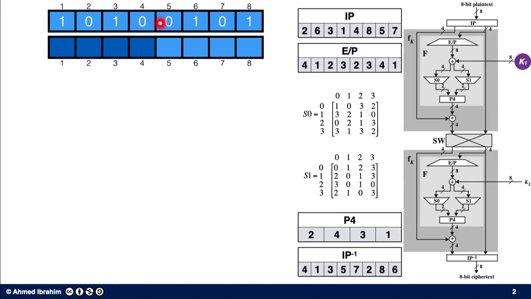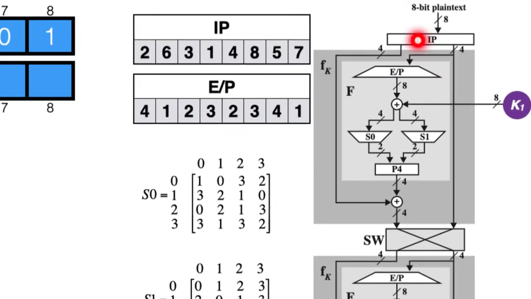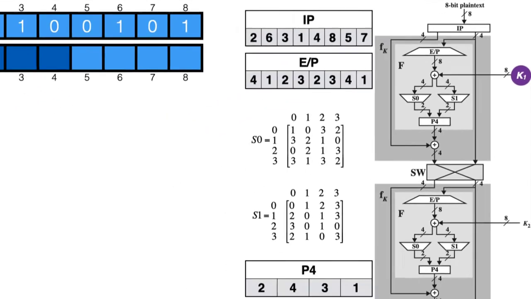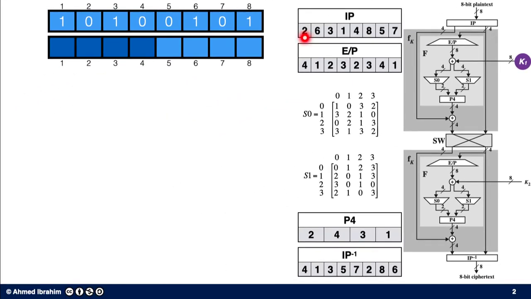So assume this is the 8-bit plain text that we have. The first thing that we need to do on this 8-bit plain text is to apply initial permutation. So apply initial permutation, it says at the very beginning comes bit number 2, so this bit moves here, and then comes bit number 6, so this bit moves here, and you know how the rest of this will happen. So I will go quickly and apply the initial permutation and rearrange the bits according to the values in this box.